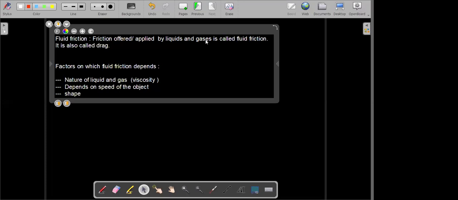So it is obvious that, depending on the situation, modulations are required to increase or decrease friction. Like here, with fluids also, somewhere we may need to increase friction, and somewhere we may need to decrease friction.